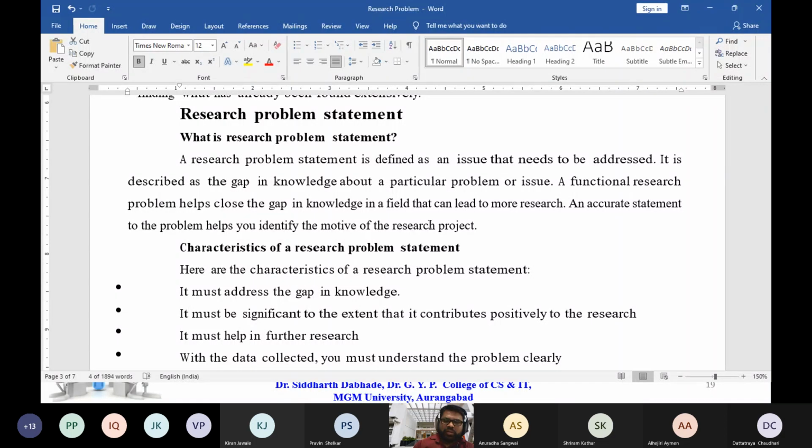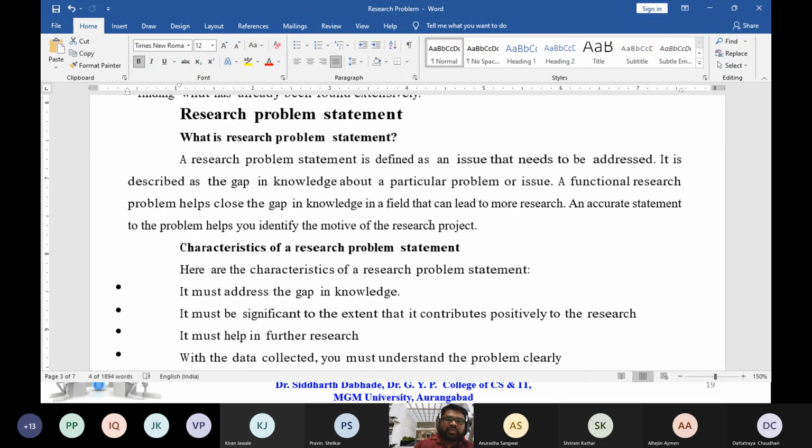Okay. So you know that you have decided the objectives of your research work. You have decided the hypothesis of your research work. Okay, so it requires knowledge of the existing research work. And if you have sufficient or adequate knowledge of your research domain, then you are able to write the research problem statement.